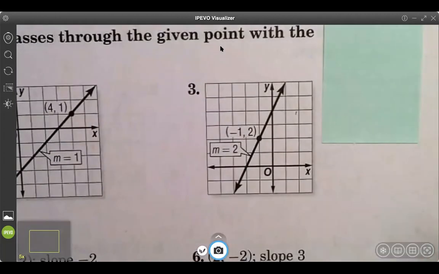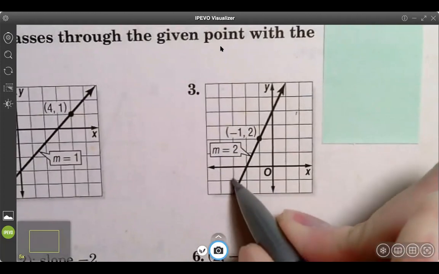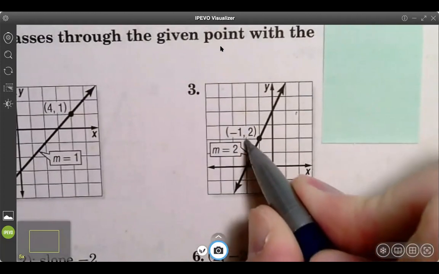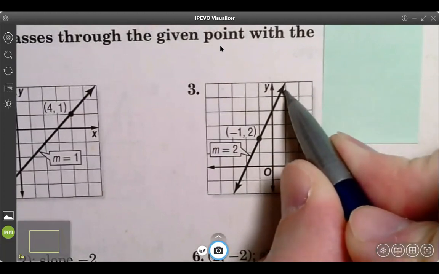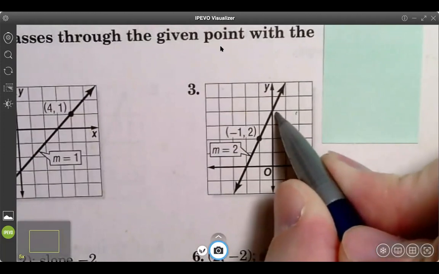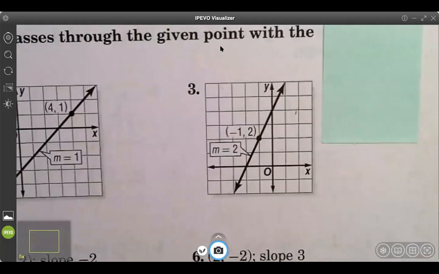And again, this one tells you it has a slope of 2, but let's look at it. Right through the grid here, right through the grid here. Rise 2, run 1. Or rise negative 2, run negative 1. Either way, it simplifies to a slope of 2.